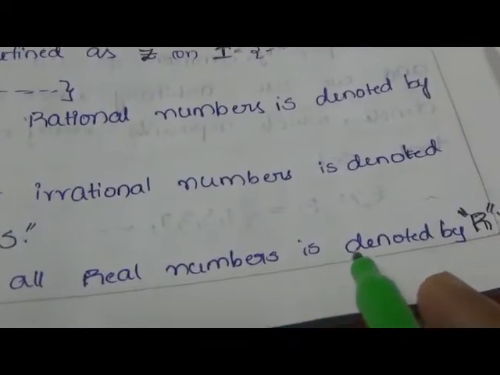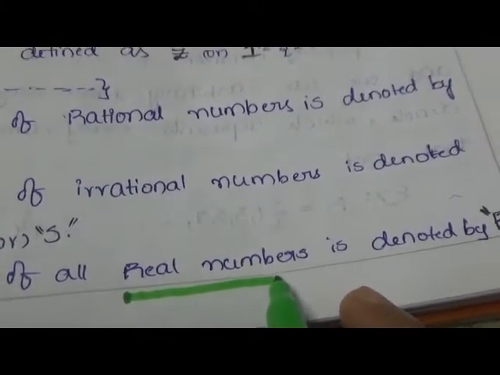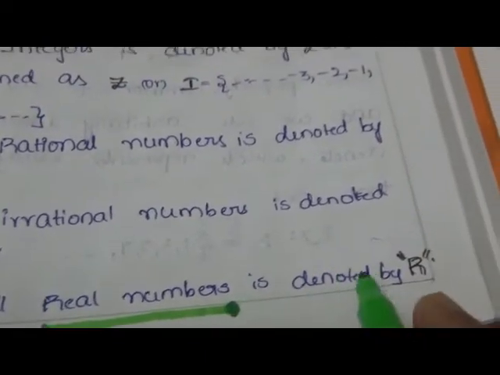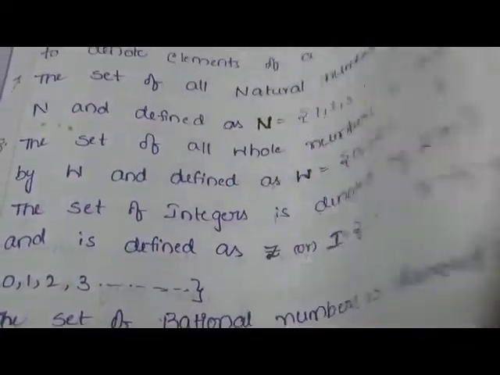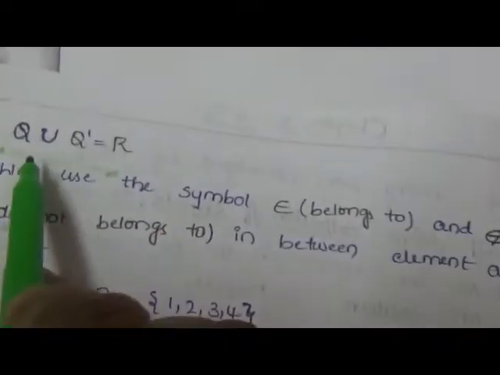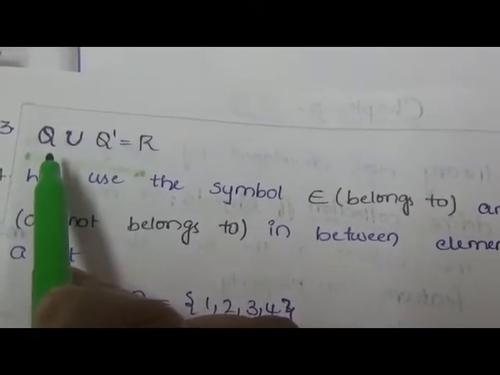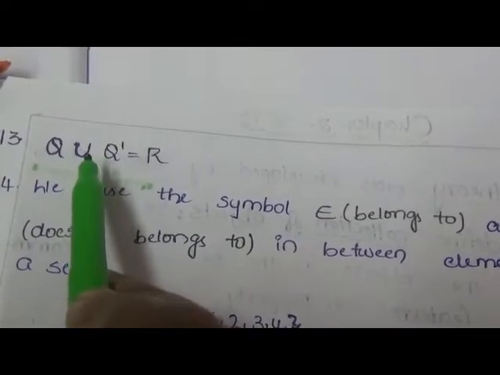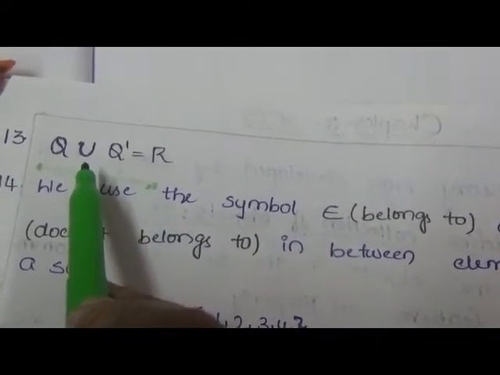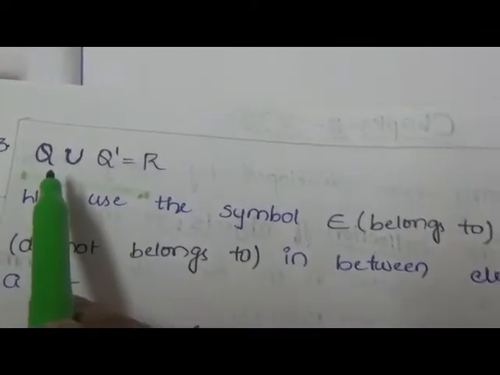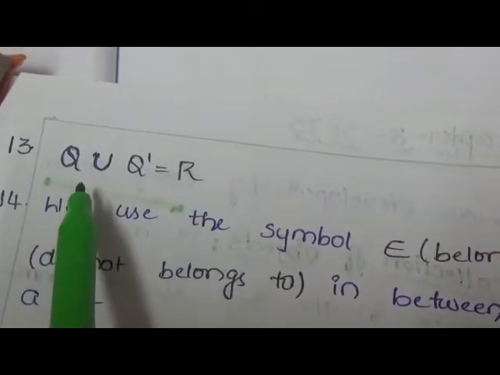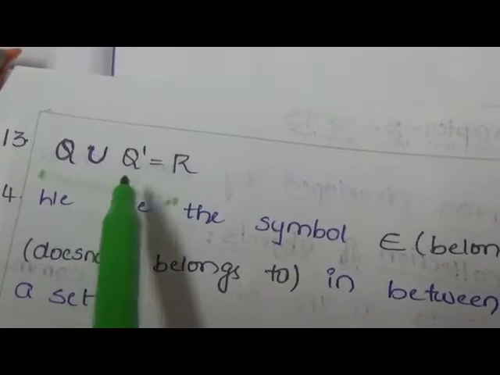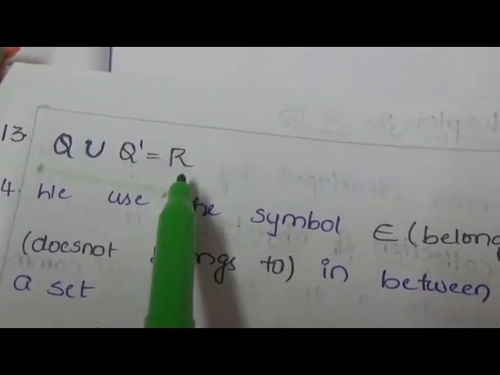The set of all real numbers, which is the name of your first chapter, is denoted with capital R. These are all capital letters taken for the set of some numbers. So capital Q means rational numbers, and U means union. Union means all the rational numbers and irrational numbers together make the real numbers.